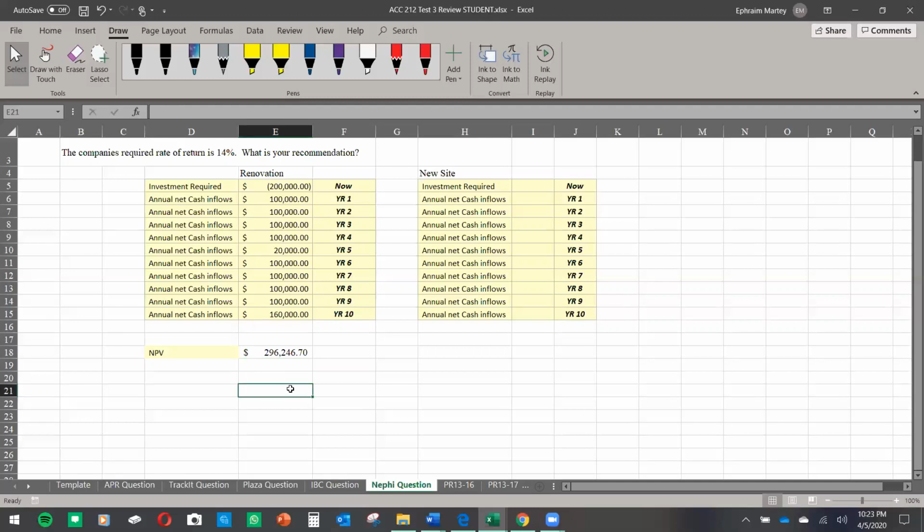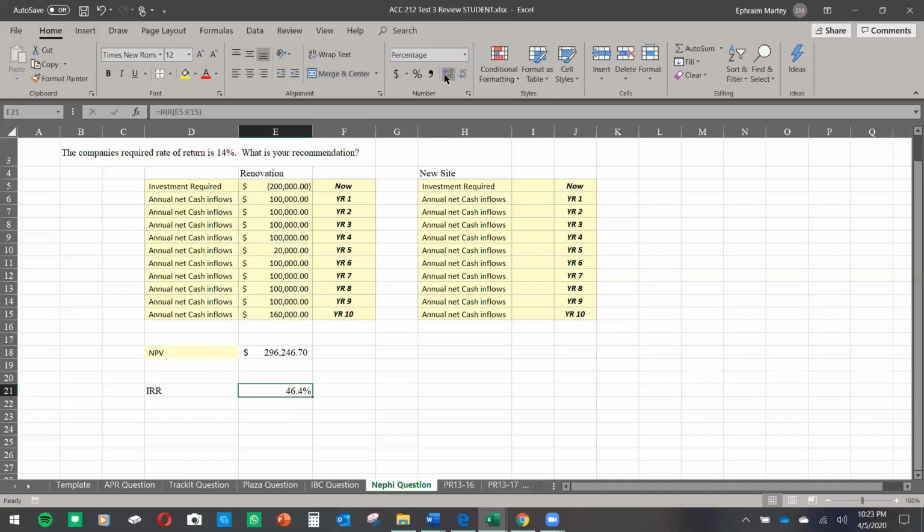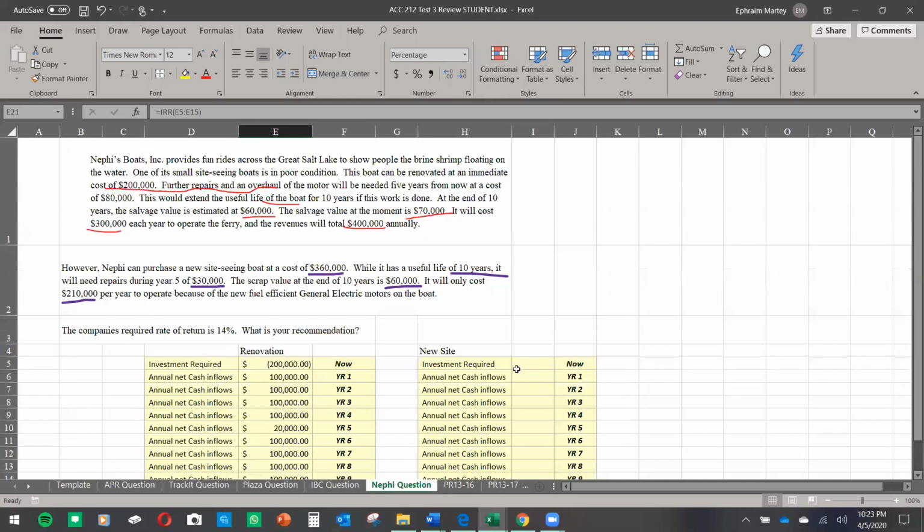What is the IRR if you want to find the internal rate of return? So let's just find the internal rate of return. So IRR, you open parentheses, you select everything here, you close parentheses, you press equal. That's 46% internal rate of return. That's good. Okay, let's see what about the new site.